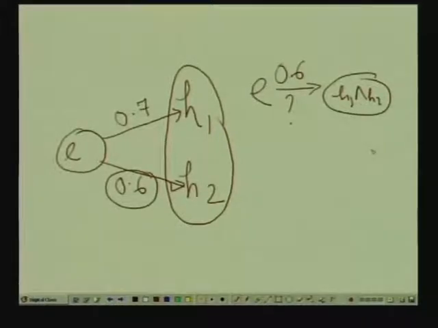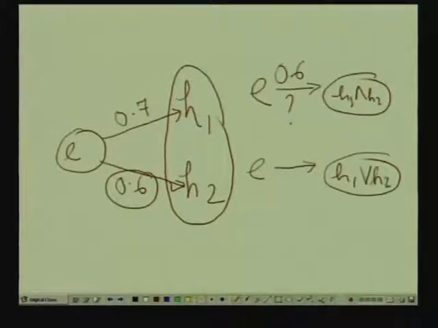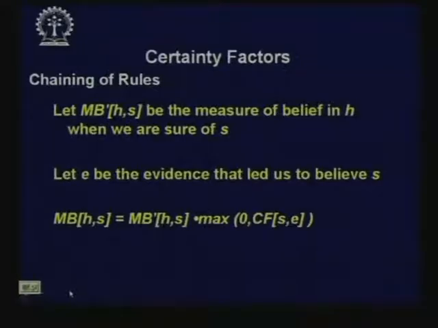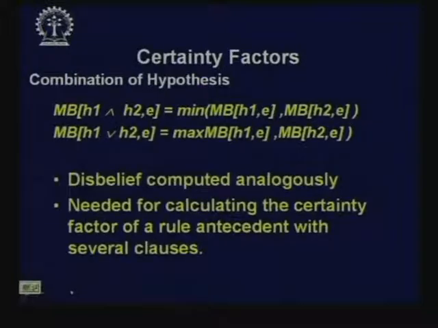Similarly, if I had taken OR, implying either H1 or H2, then obviously the larger part will come here as 0.7. So, that is the formula: the measure of belief of H1 and H2 will be the minimum of the individual beliefs, and the disjunction H1 or H2 will be the max of these two. I missed another bracket over here.